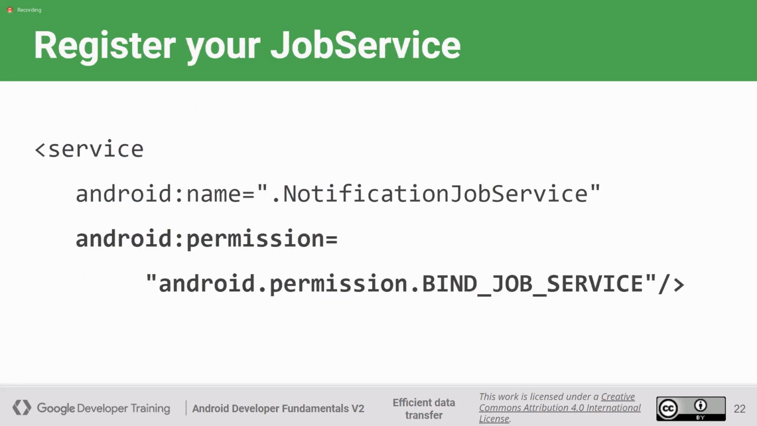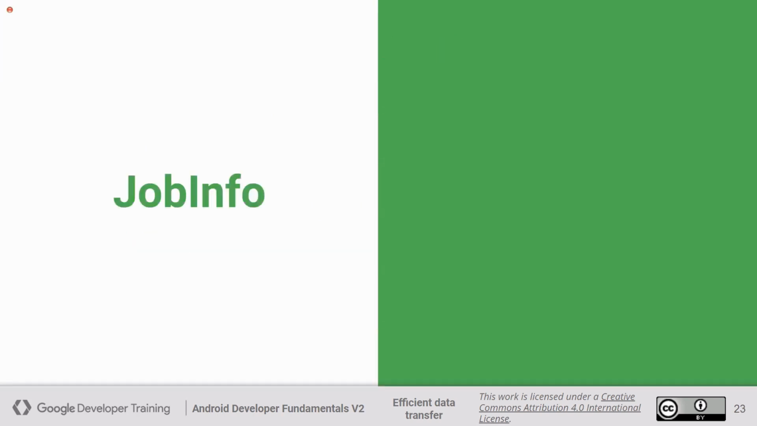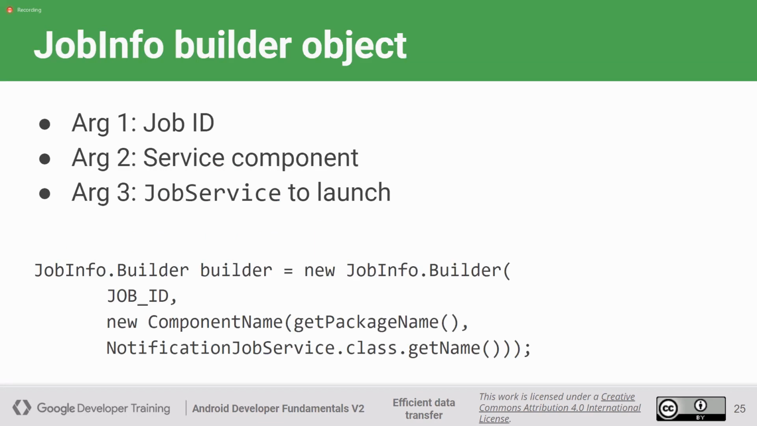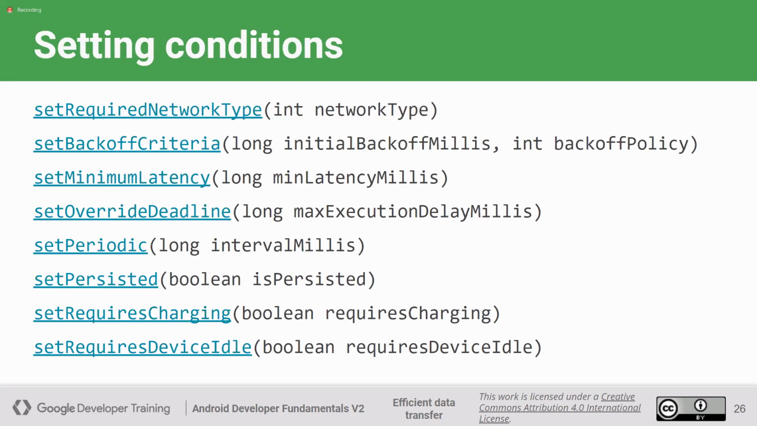And this is how you should register this service under the manifest file. And finally, we will understand how job info can be set. It is used to set the conditions for execution. We have a builder pattern for which you will be passing two arguments. Not three, guys, only two arguments. One is the job ID, which is an integer identifier that we have been using for a lot of components. And then you have to write the new component name that is set to the job service class.